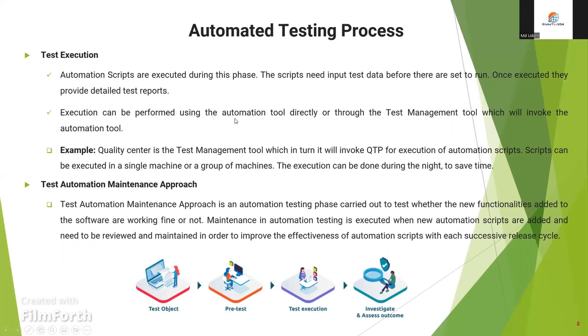Execution can be performed using the automation tool directly or through the test management tool, which will invoke the automation tool. One way is that you can use the automation tool through which you directly run your test cases and test scripts. Or you can use a test management tool where you keep your test cases and call those test scripts from it, and it will invoke the test automation tool and run your test.